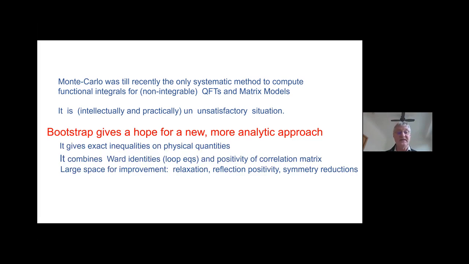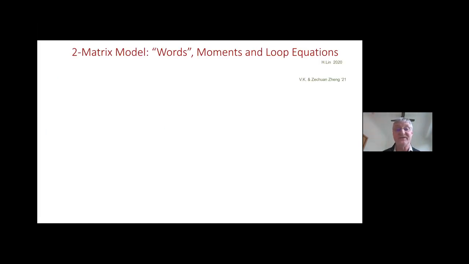But here I will continue Martin's talk and speak about matrix and Yang-Mills theory Bootstrap. It combines Ward identities and positivity of the correlation matrix, and has a lot of room for improvement, which we tried to introduce with my student Zechuan Zheng for these problems. I will explain these new ingredients: relaxation, reflection positivity, symmetry reductions, etc., which greatly improve the efficiency.